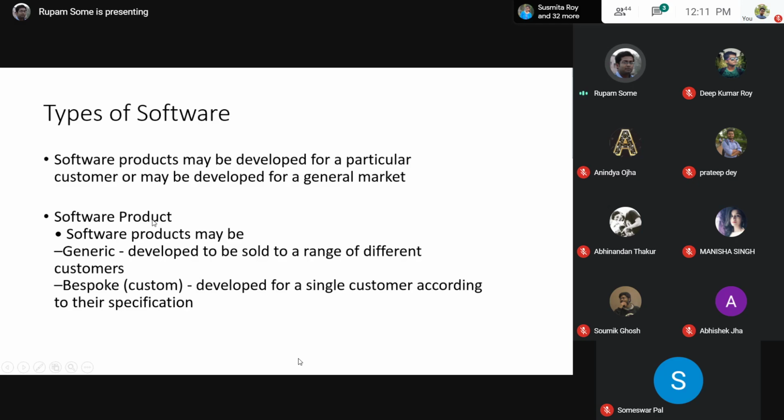Okay, let me turn on my annotation tool. Just a minute.